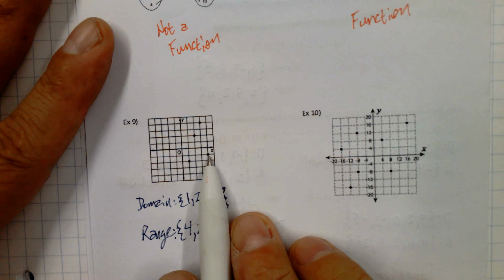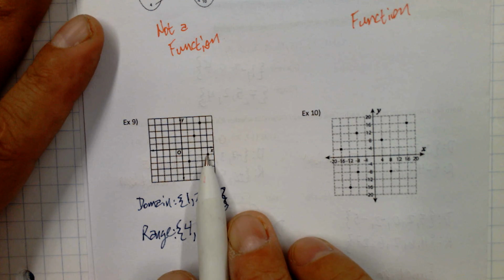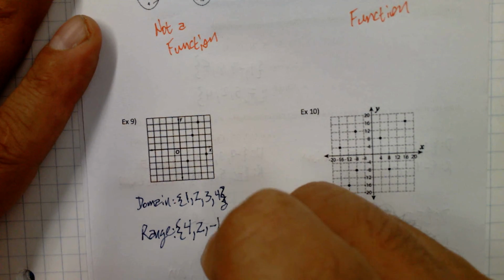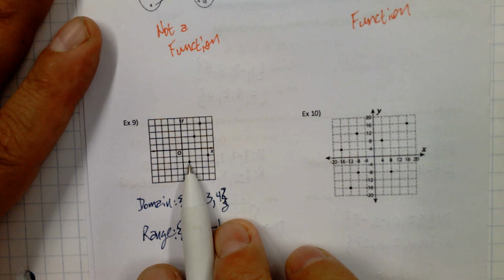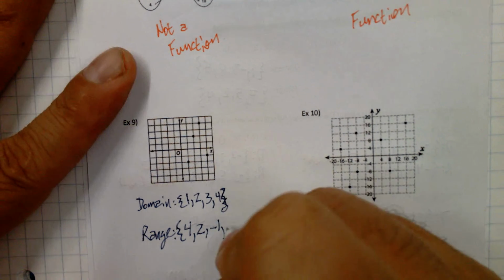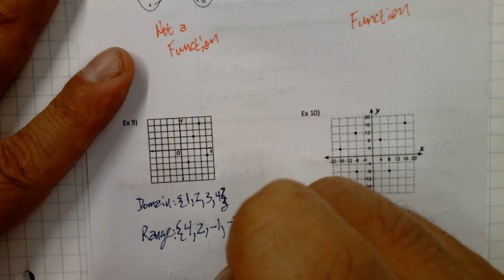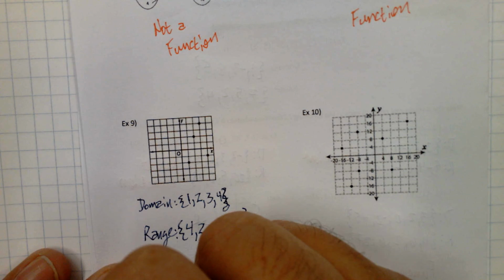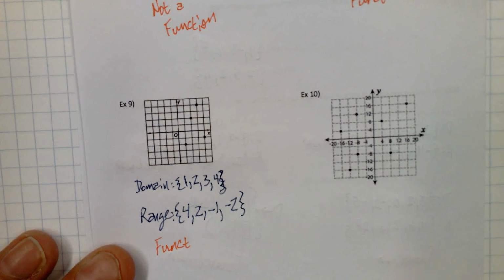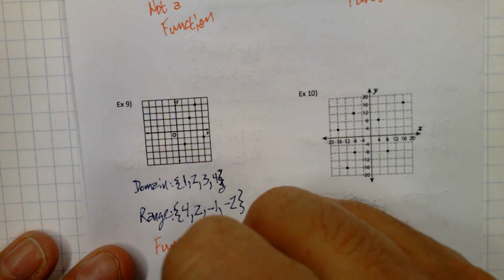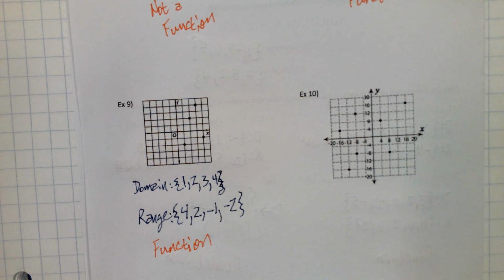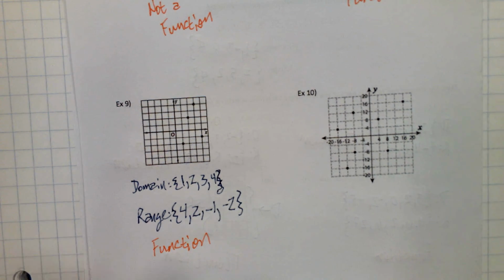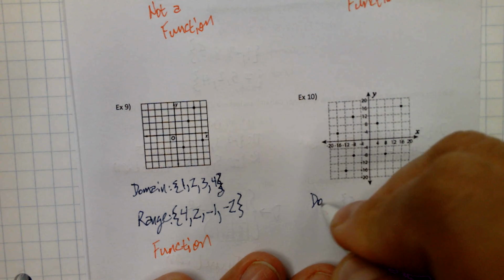Then we're down on the negative side now. Negative 1. And then finally negative 2. Did any of the x values repeat? Nope. So it's a function. All right. So the next one's the same situation. We're going to start with a domain.